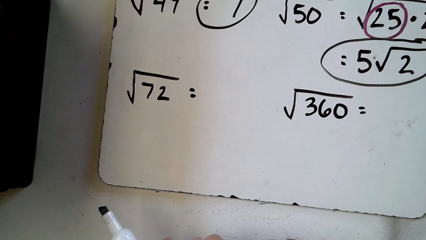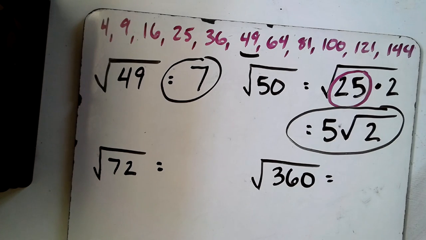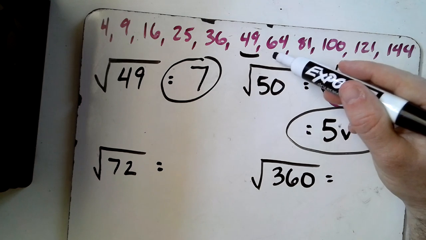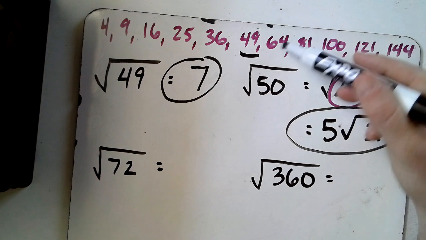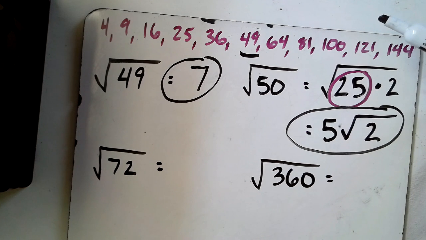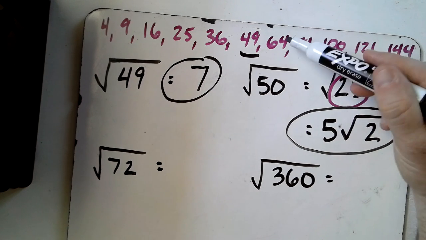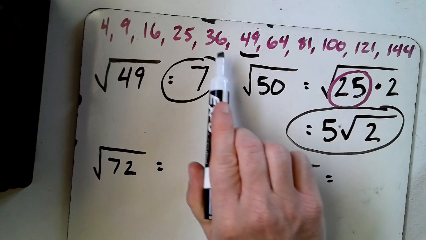As I look at my terms up here, I'm going to start eliminating choices. It's not 144, too large, 121 is too large, 100 is too large, 81 is too large, 64 is less, but again, too large. There's no whole number times 64 that gives me 72. 49, I could try 49 times 2, but that gives me 98 and not 72. I apologize. So then I'm between 4, 9, 16, 25, and 36.